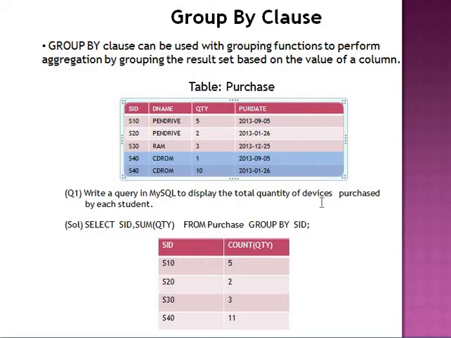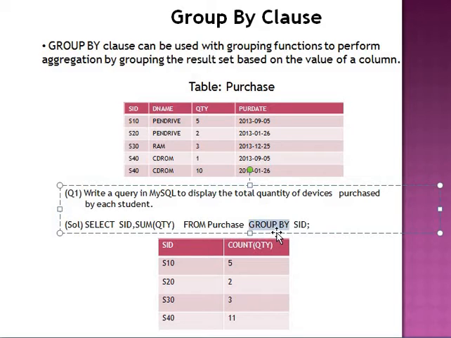So the query for this question shall be select SID, sum of QTY, where SID represents the student ID and sum of QTY represents the grouping function sum that shall add up the quantity of devices purchased for each student. But for that I have to make use of this group by clause.